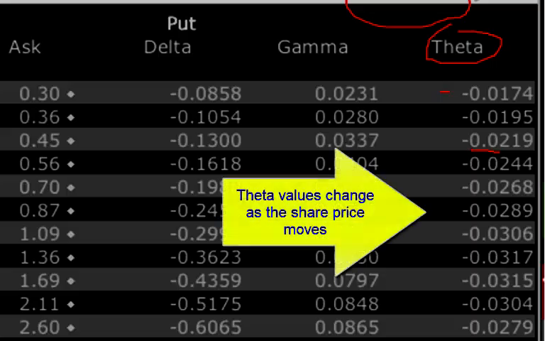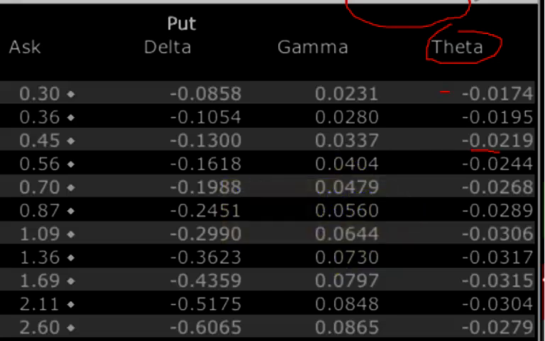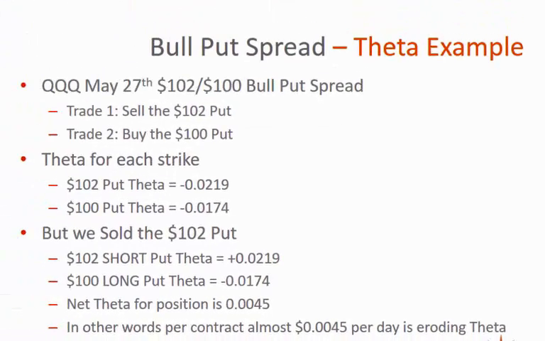You're going to notice, and we'll talk about it later again, the theta value gets lower as you go further out of the money and further in the money. We'll talk about that later on as well. So let's look at that example and how the overall theta effect is going to be for the entire bull put spread trade. Remember, we were selling the 102 put, we were buying the $100 put. That creates the bull put spread.